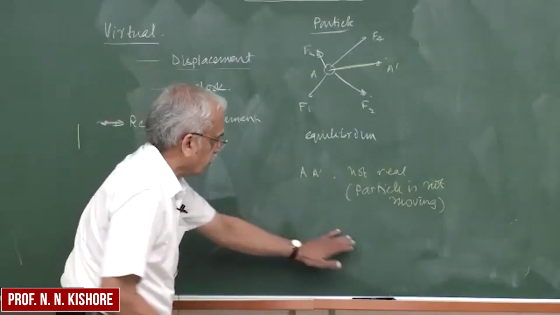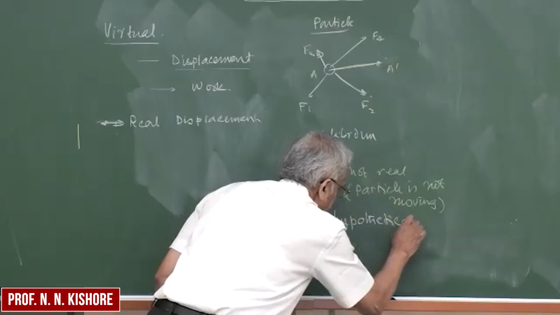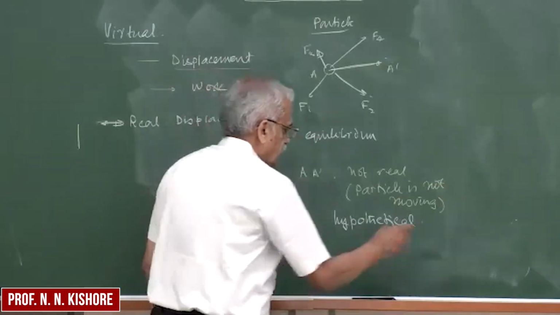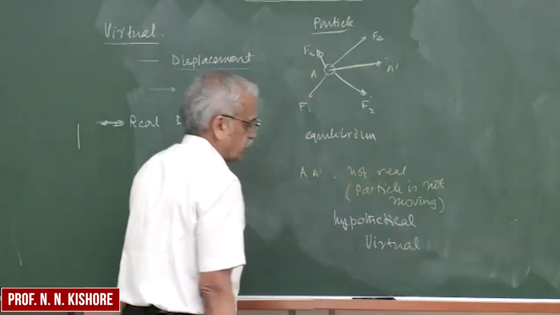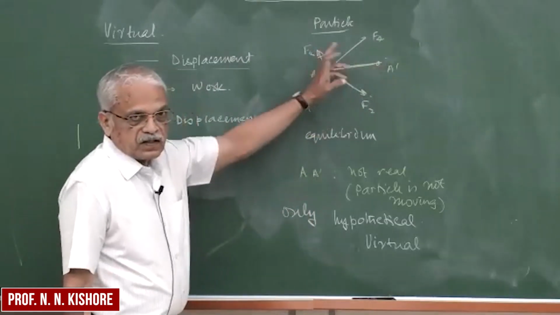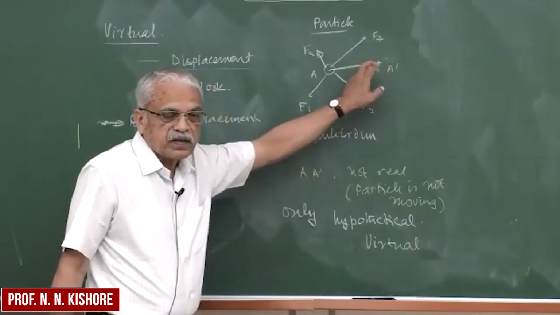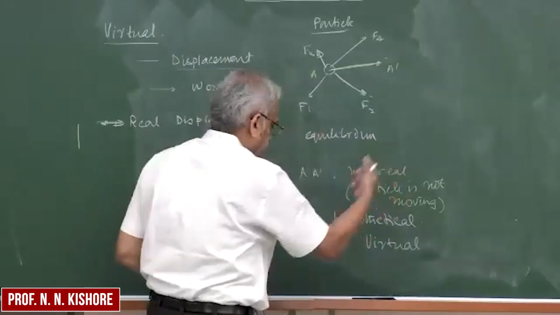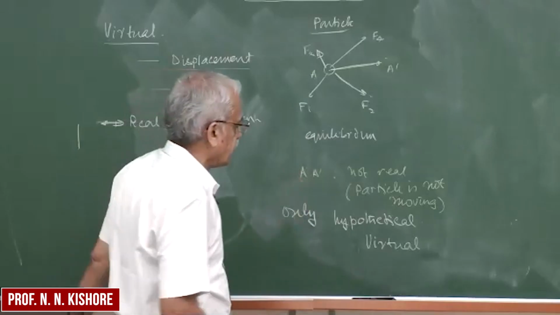It's only a hypothetical displacement or disturbance, which we call virtual. For the sake of the derivation we are going to do, we perturb it by a small distance here, which may be vectorial. So it is only hypothetical, not an actual real displacement.